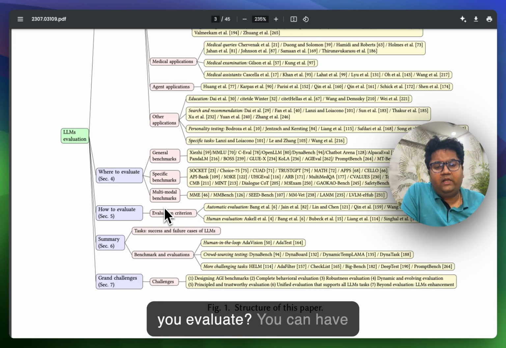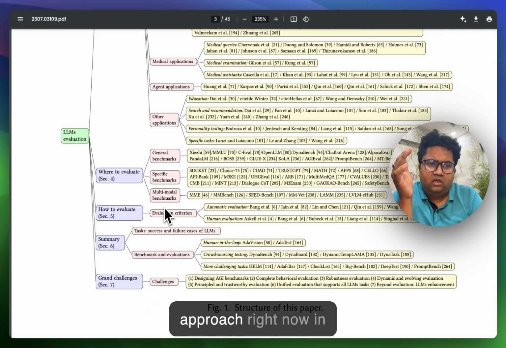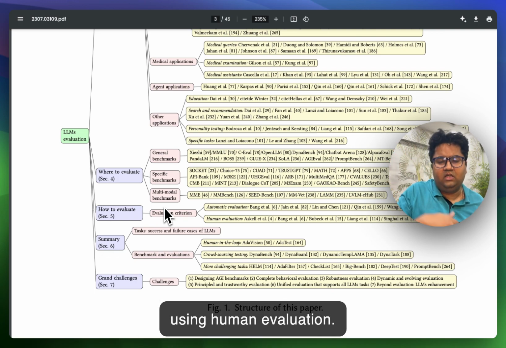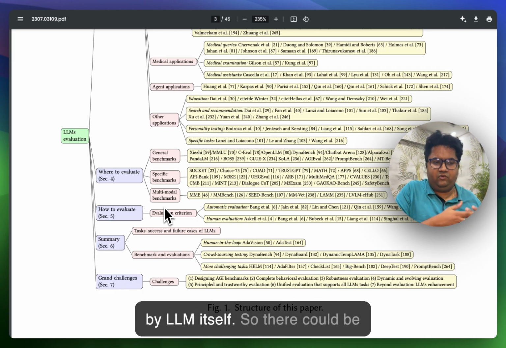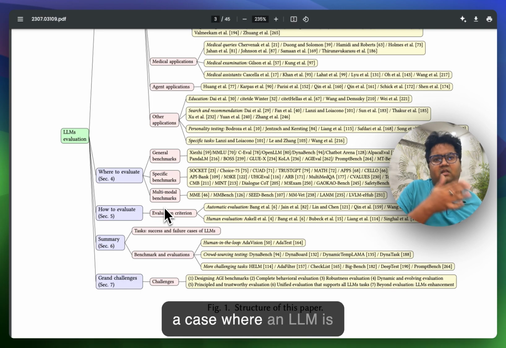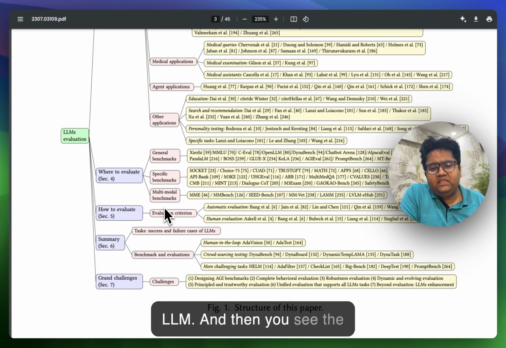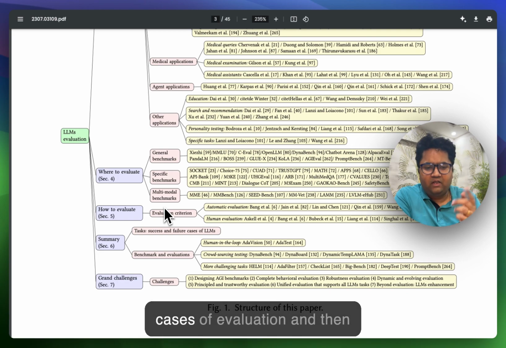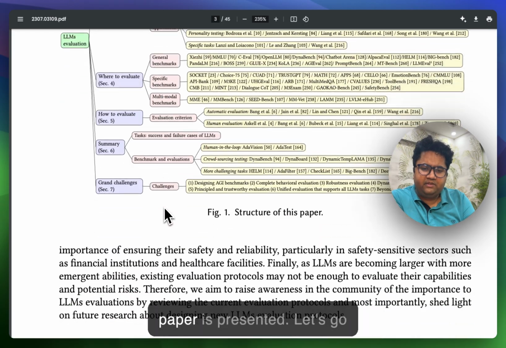How do you evaluate? You can have different sort of evaluation criteria. The most common approach right now in evaluating LLMs is essentially using human evaluation. Second level could be automatic evaluation, which could be done by LLM itself. So there could be a case where an LLM is evaluating the outcome of an LLM. And then you see the benchmark of the evaluations, see the success and failure cases of evaluation, and then you'll talk about the challenges. So this is how this paper is presented.